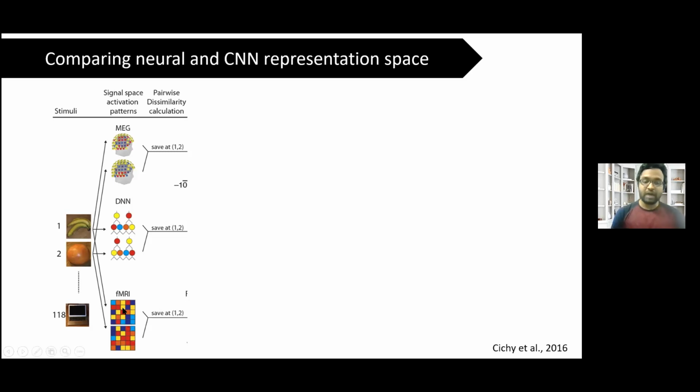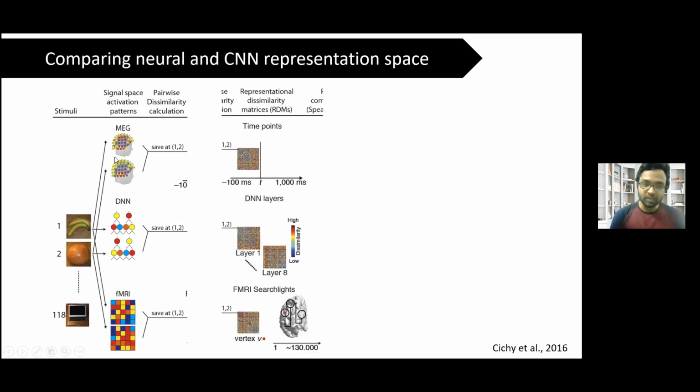But if the activation patterns are totally different, then the correlation would be zero. So the correlation value magnitude would tell us how similar two images are. The same thing can be done for imaging electrodes or even the units of a deep neural network. So you could estimate these representation dissimilarity matrices, known as RDMs. Each point here indicates the dissimilarity value between different images.